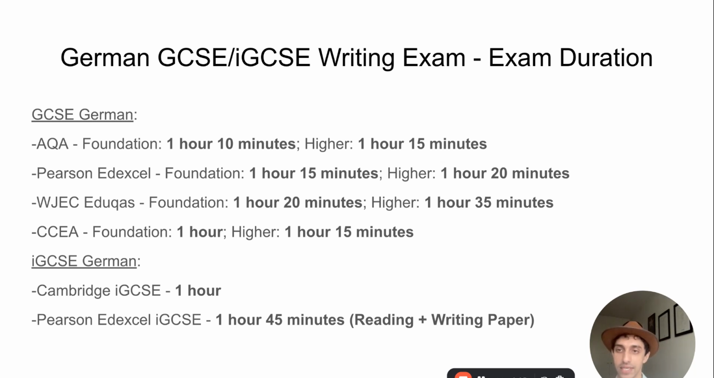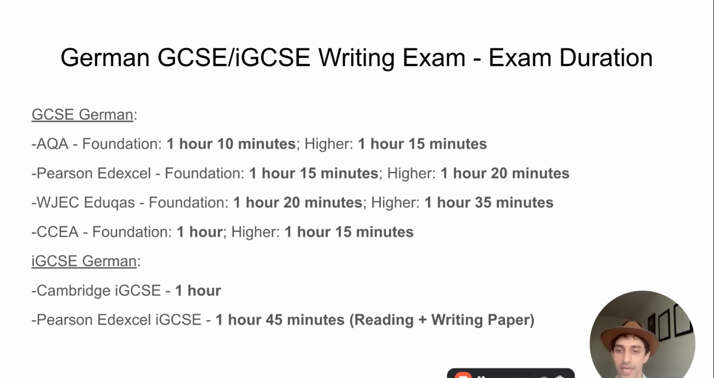And if you're doing a GCSE German exam board rather than iGCSE, then the duration of the exam varies depending on whether you're doing foundation or higher tier. So I definitely recommend making a note of this. It's useful to know your exam board and if you're doing foundation or higher tier as early as possible. And then you can use practice papers or past papers tailored to that level to prepare, which should be helpful. So make a note of specifically the time of the exam for the exam board and level that you're following.